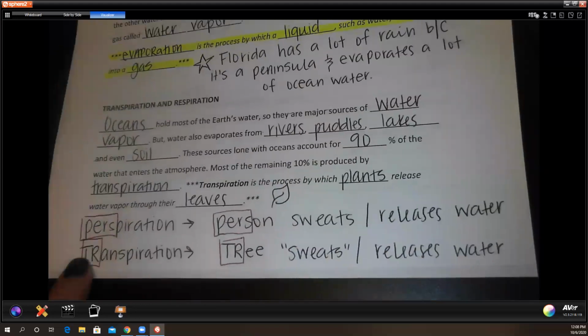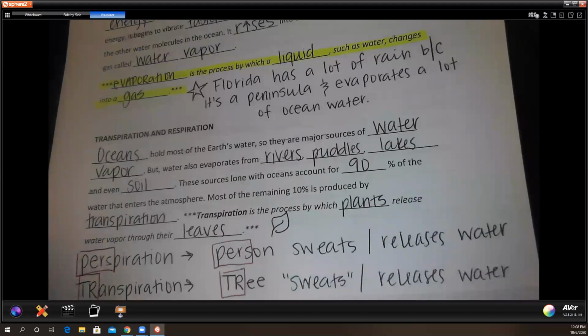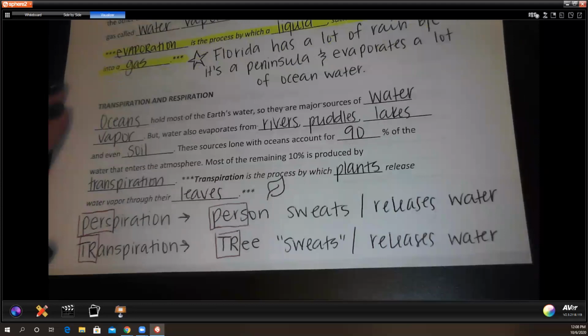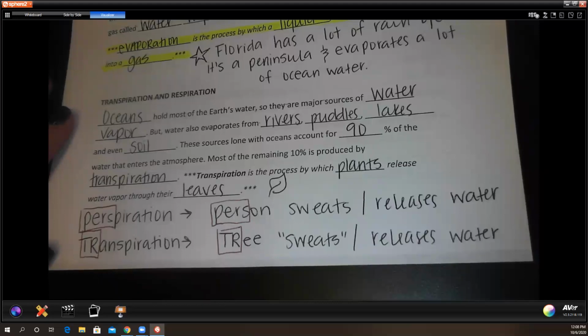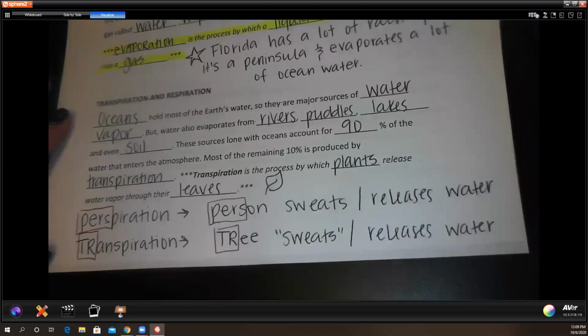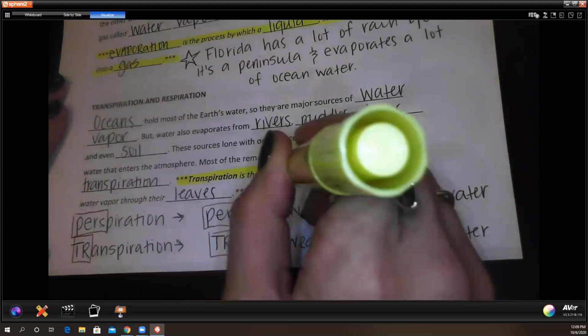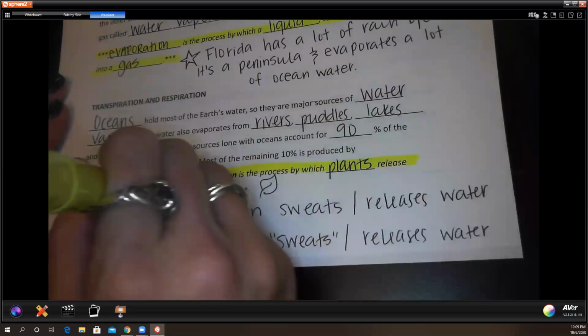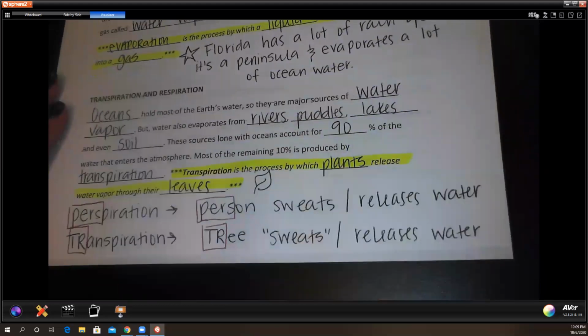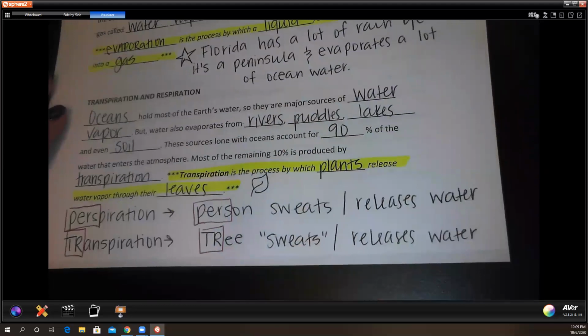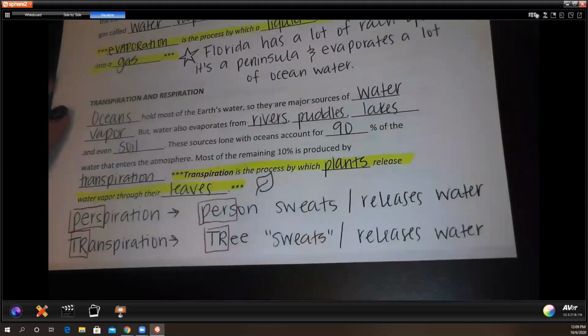These tricks, I hope that they help. But you always have to find a way to make it make sense. How many of you knew what transpiration was before today? But now do you feel like, because of understanding that it's when a tree sweats? Good. Okay. Let's try to finish this before lunch comes. So stay super focused, and then you guys can eat when the bell rings.